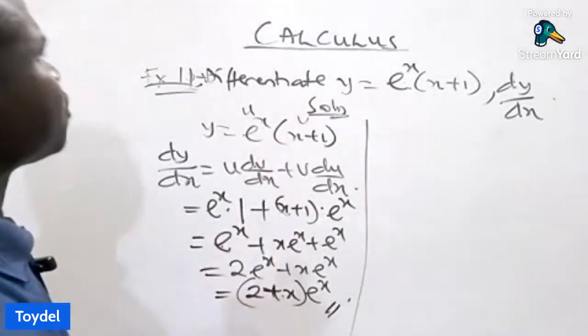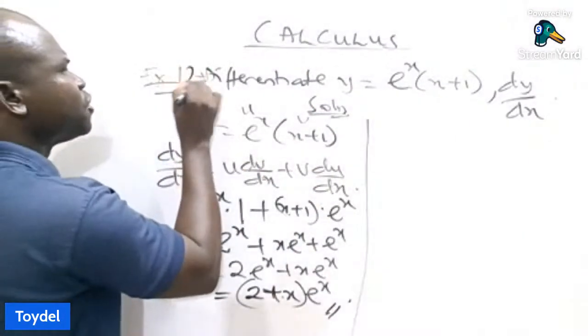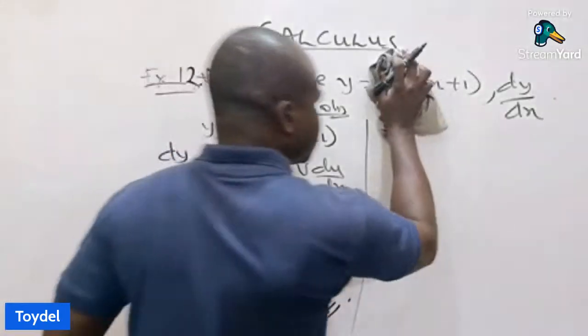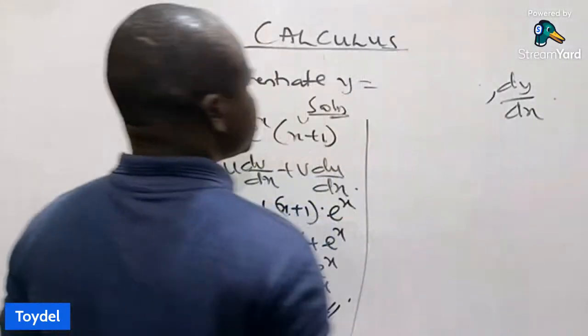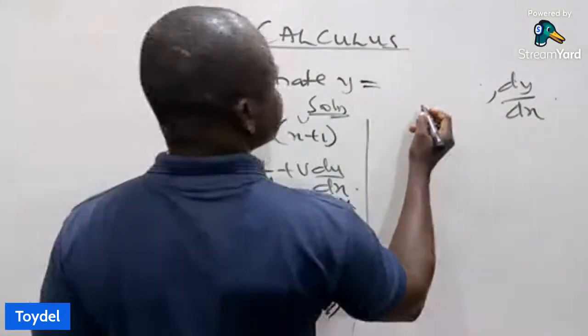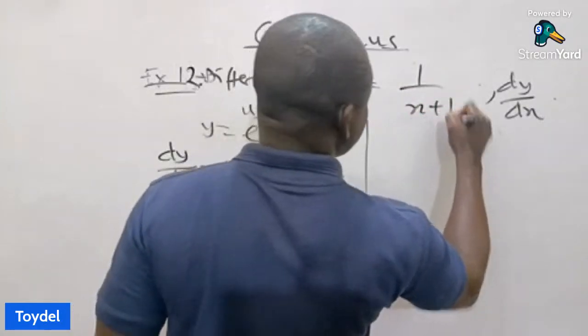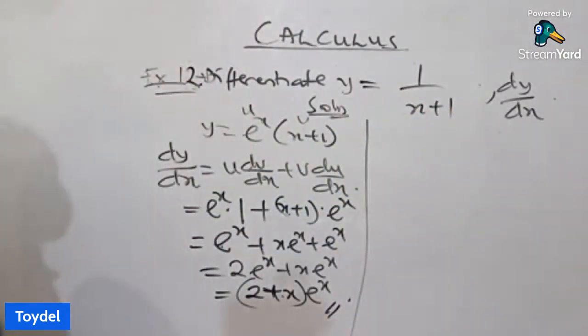You can have this type of question. Let's take another example, example 12. If you now have a question in the form of a fraction, that is the quotient rule. That is, if the question says differentiate 1 all over x plus 1, you can have this type of question.